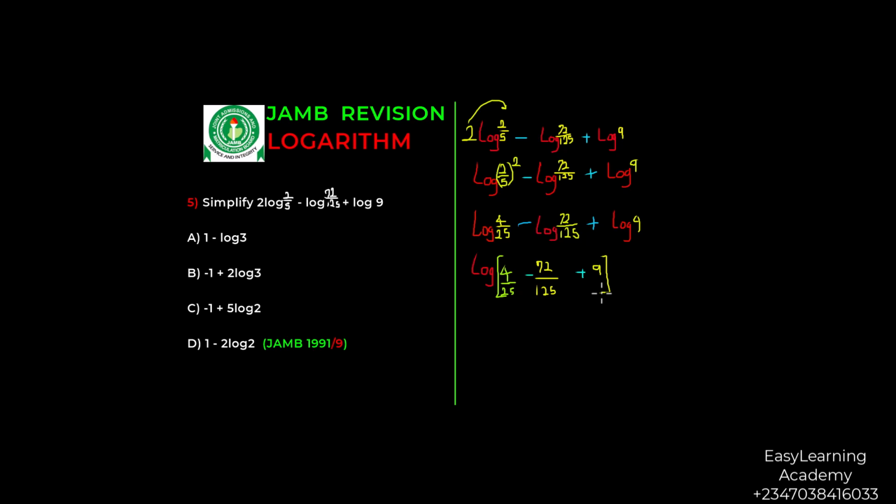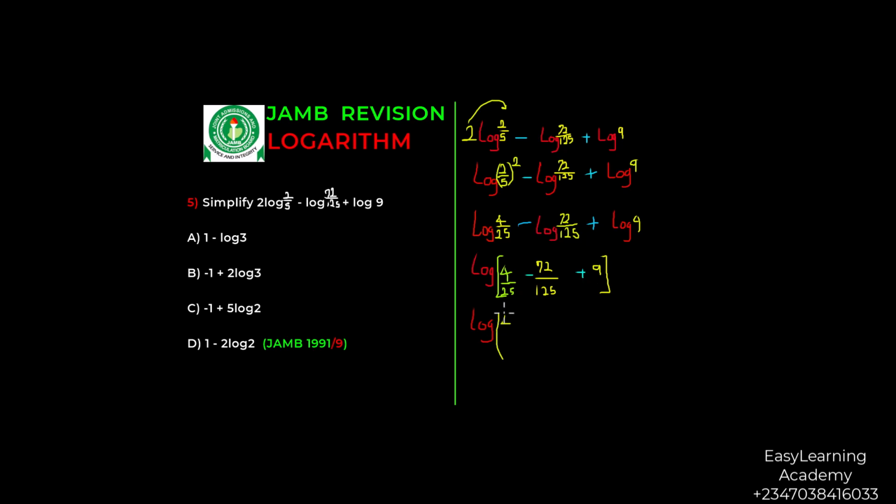Let's still have our log out here and keep solving. We have log of everything that we have. Now let's obey the law of logarithm. Any minus that we have, we're going to change to division, and every addition will be multiplication.